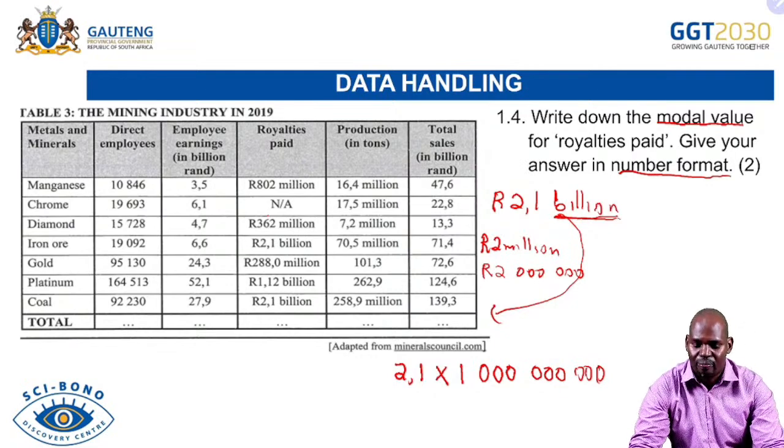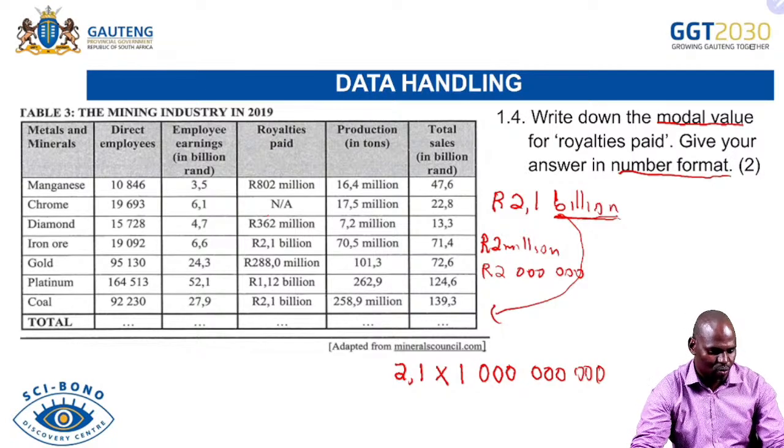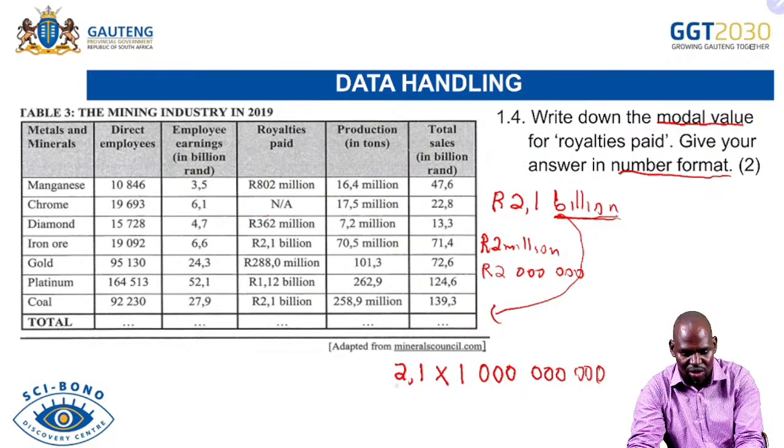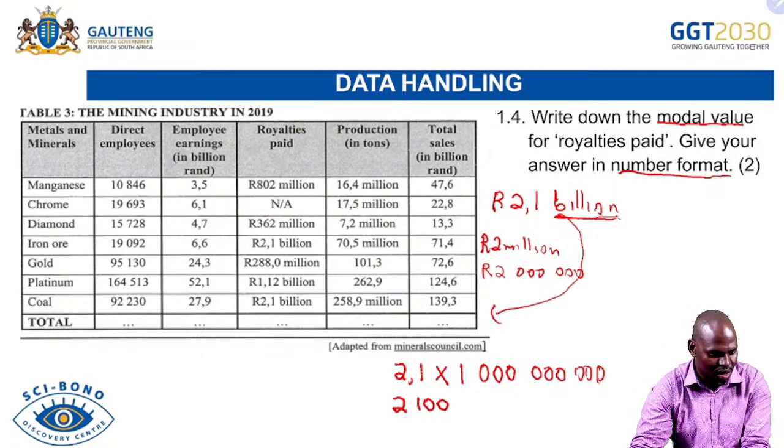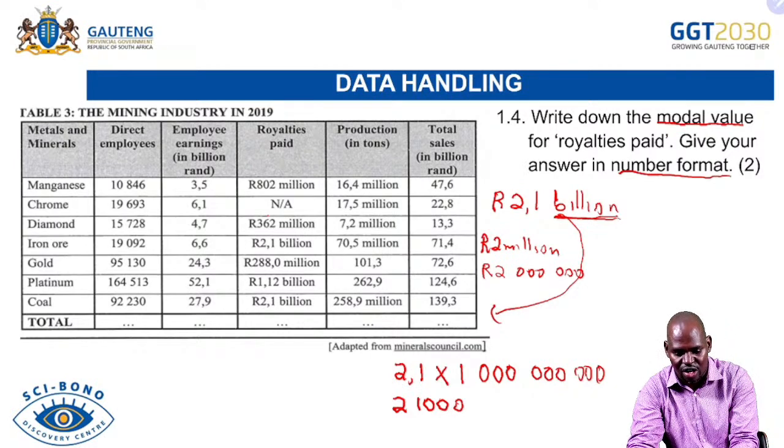Okay, 2.1 multiplied by 1 billion. If you take your calculator, you say 2.1 and then you multiply by 1 and 9 zeros. 1 2 3 4 5 6 7 8, then it's 9, and this will give us 2 1 0 0, and then it's actually 2 1, and how many zeros now? 1 2 3 4 5 6 7 8.